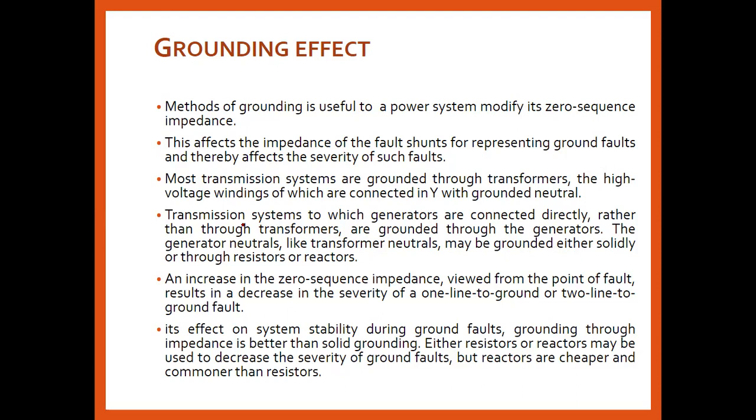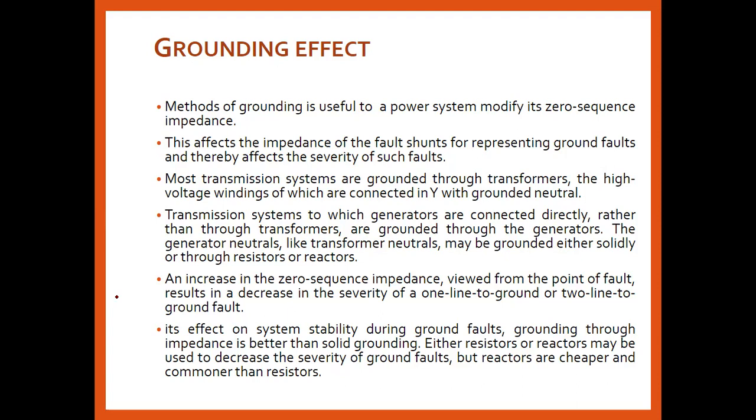As we all know, there are three impedances: first is the positive sequence, second is the negative sequence, and third is the zero sequence impedance. So the grounding effect is generally useful to modify that zero sequence impedance to overcome faults that occur on the power system. This affects the impedance of the shunt fault, generally representing the ground fault, and thereby affects the severity of such a fault. Therefore, it is very essential while modifying the power system.